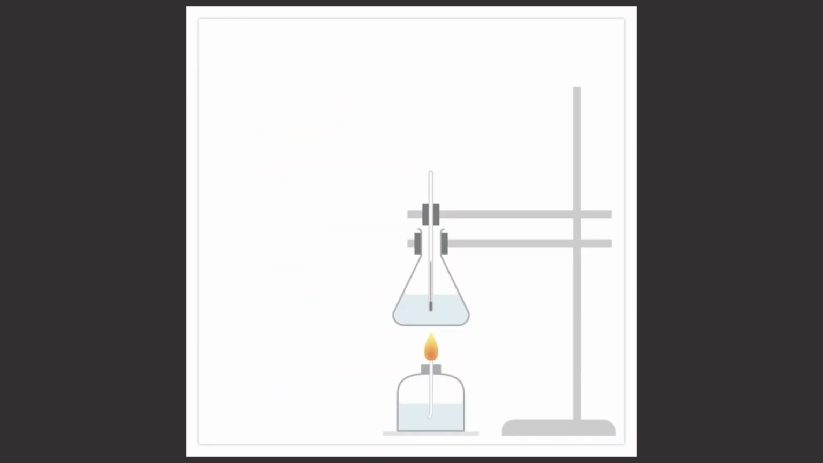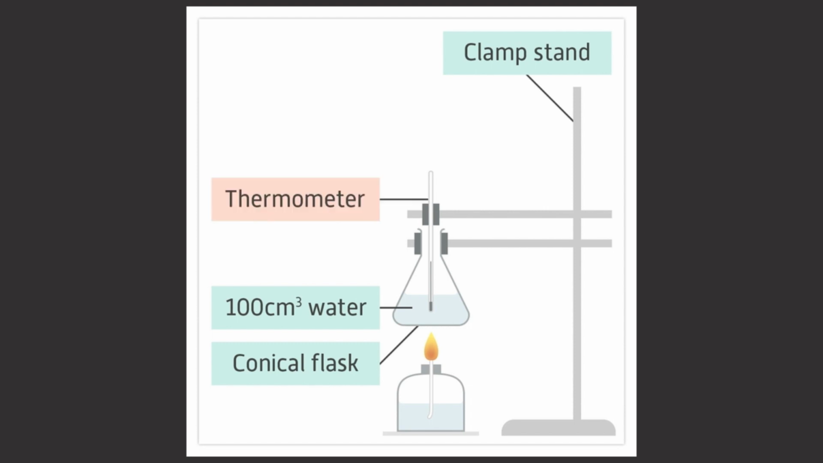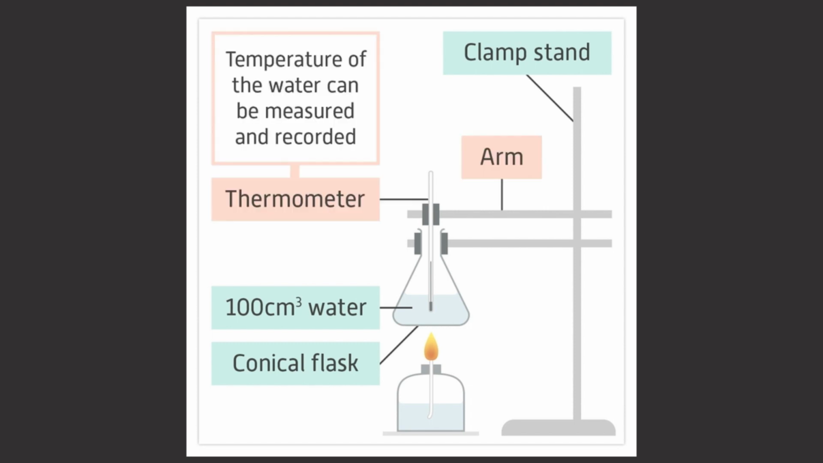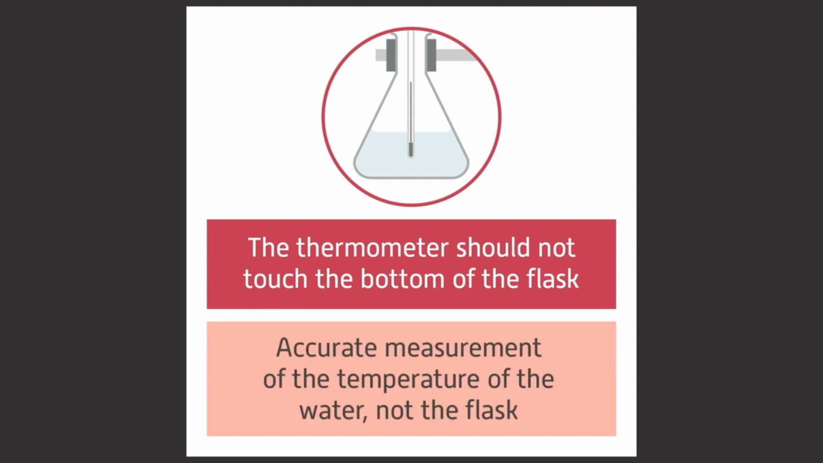The burner is placed under a conical flask containing 100 cubic centimeters of water. The conical flask is held in place using a clamp stand. A thermometer is held in place using another arm on the clamp stand so the temperature of the water can be measured and recorded. The thermometer should not touch the bottom of the flask. This is so an accurate measurement of the temperature of the water, not the flask itself, is recorded.